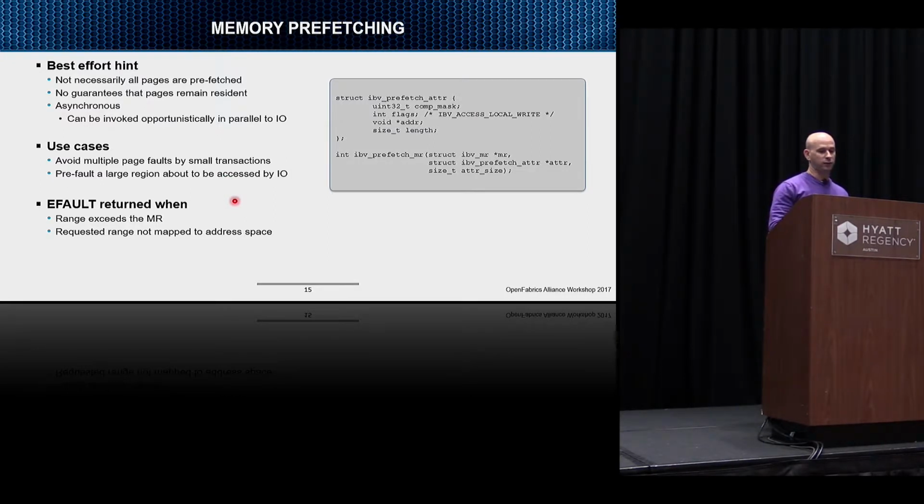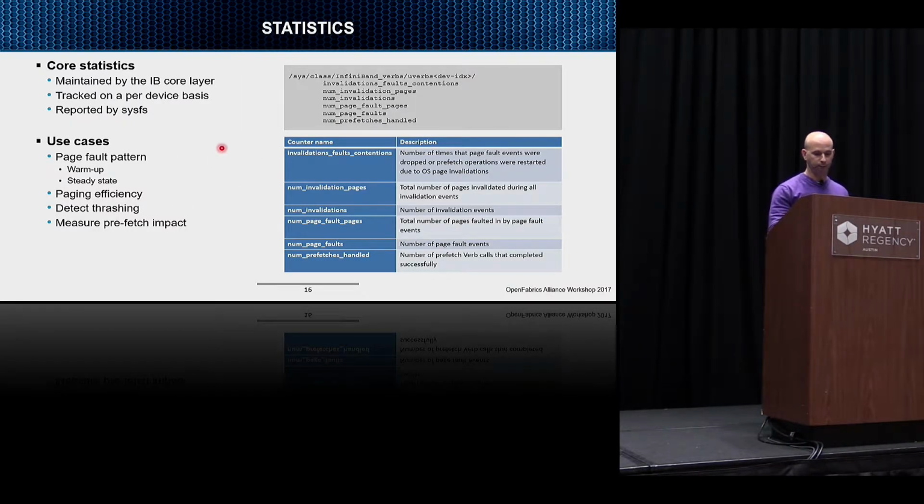So the use case for this is that if you have a range where you know that's going to be accessed by a lot of small transactions, you can do one prefetch for the whole range, or also for a large range. That's the idea.